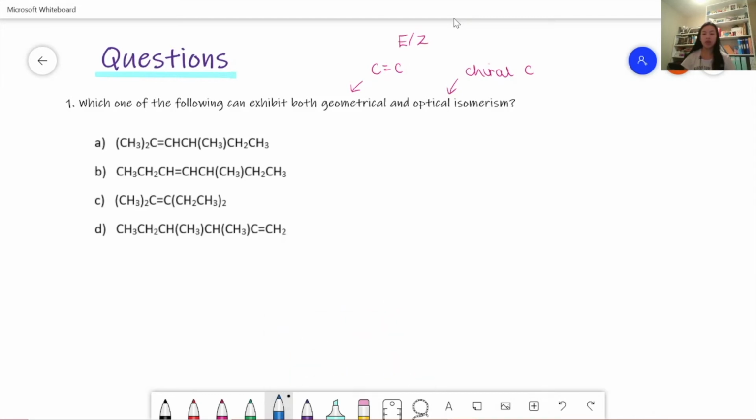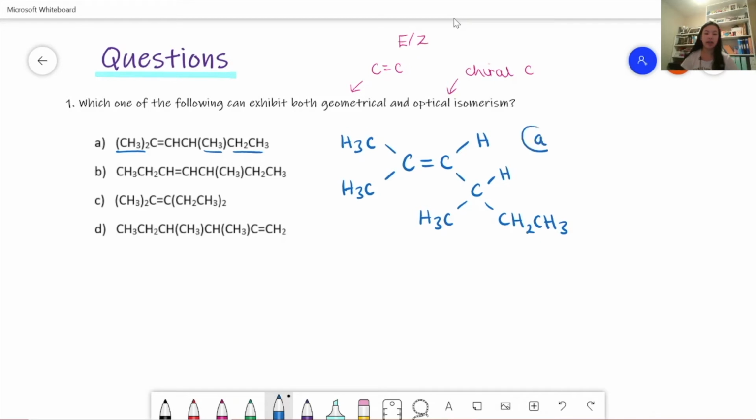So for A, we have carbon double bonded to a carbon, and then to the right hand side carbon we have a hydrogen, and then on the other side we have a carbon with a hydrogen, and then we also have this CH3 and then this ethyl. So we have a CH3 here, and then I'm going to draw an ethyl over here. And on the left hand side carbon we have 2 of these methyl groups. So we have a CH3 and also another CH3. So this is our A.